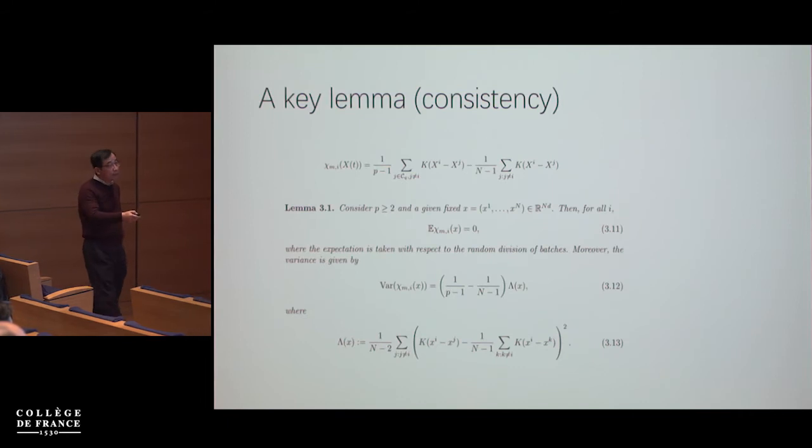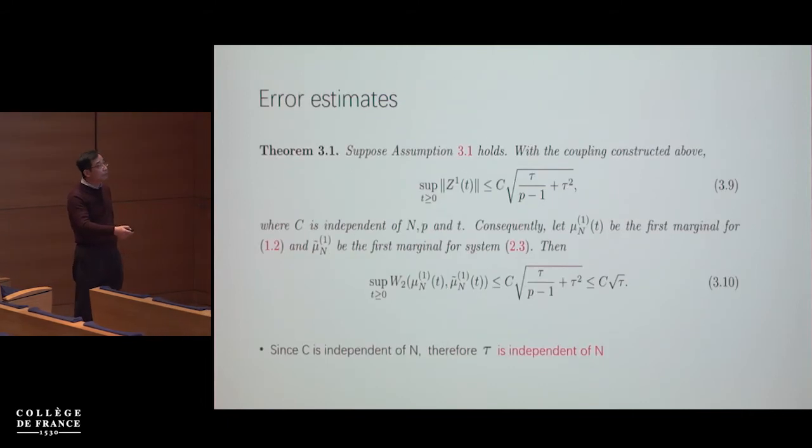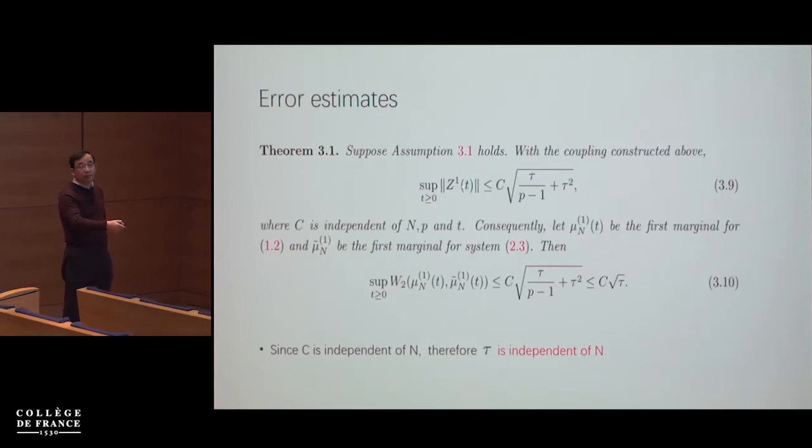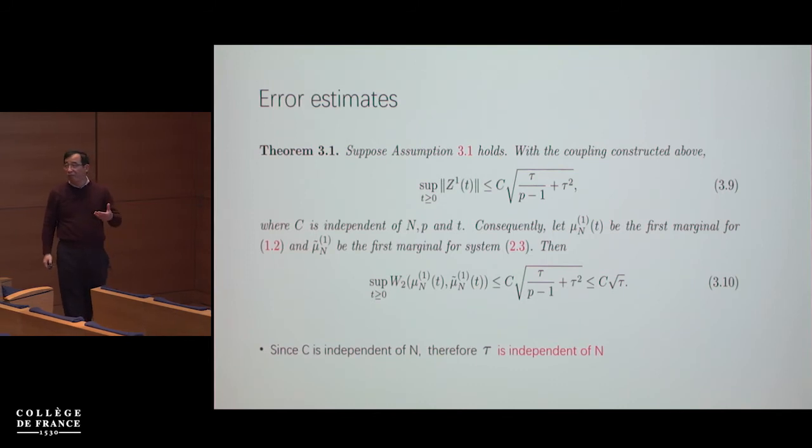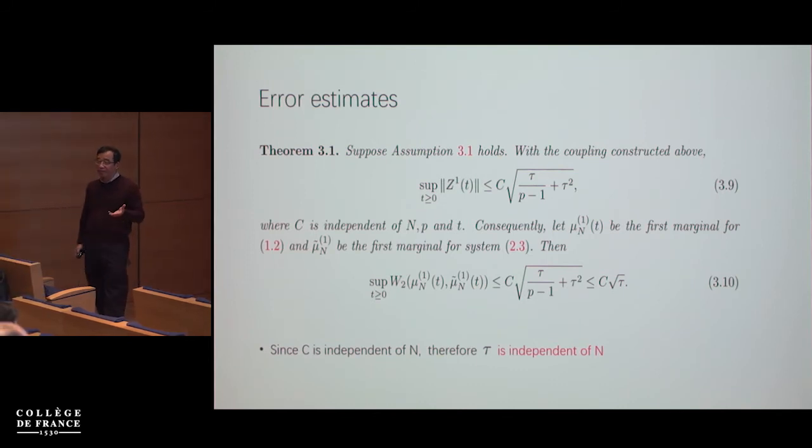Okay. So here's a little theorem. Suppose we have these assumptions on the potential. Then basically this error is bounded by the square root of the time step. So why square root? Essentially here we have a Monte Carlo in time.